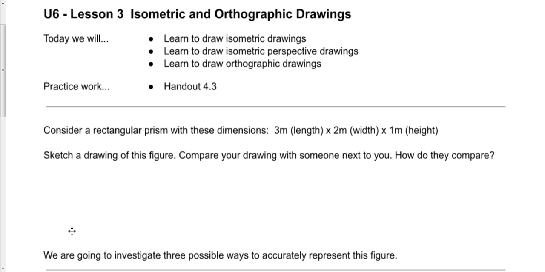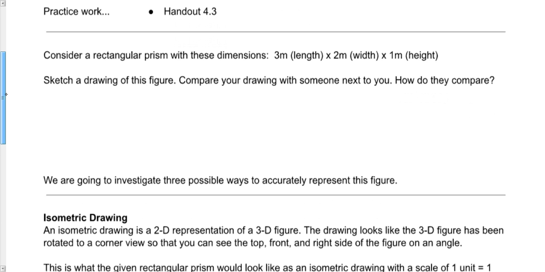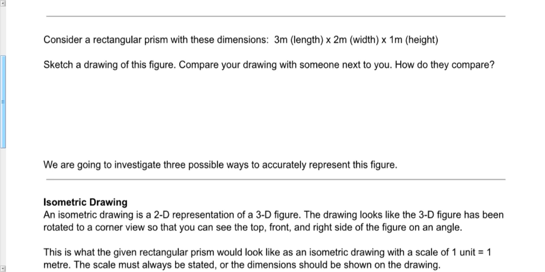And so what I would like for you to start off doing is consider a rectangular prism, basically like a cereal box, these dimensions. So you've got 3 meters in length, 2 meters in width, and 1 meter in height. So what I'd like for you to do is sketch a drawing of this particular figure. And then I want you to compare your drawing with someone next to you. Okay? So do attempt to actually draw it.